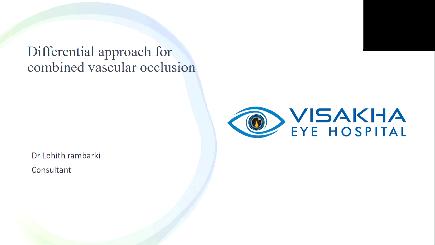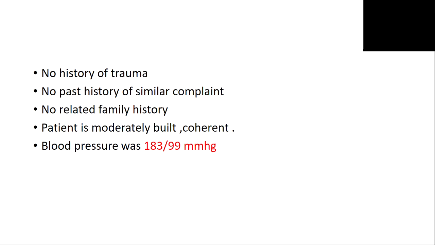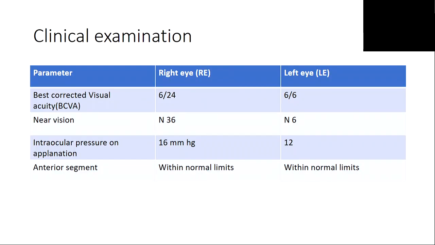Presenting a case of combined vascular occlusion. It is a 56-year-old male who came to the tertiary hospital with chief complaints of diminution of vision in the right eye since one day. Diminution was sudden onset, gradually increasing, with mild pain. Patient was a known hypertensive and on medication. He is a known alcoholic and a smoker. There was no history of trauma, no past history of similar complaint, and patient's blood pressure was 183 by 99. It was the only first finding regarding the history.